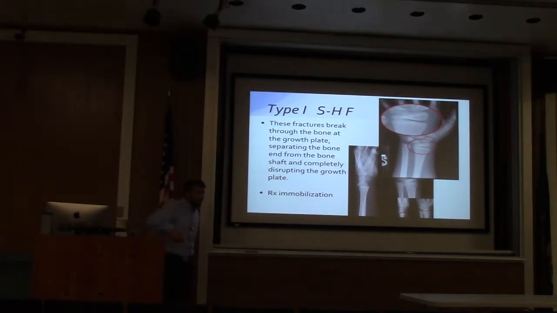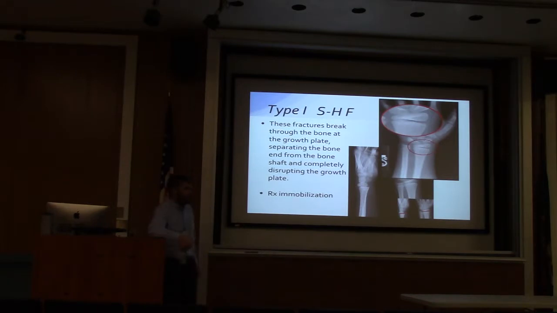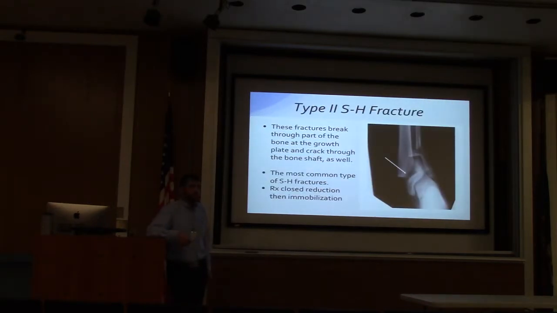So there are five types of Salter-Harris fractures. Type one is just injury to the growth plate. Usually it results in widening of the growth plate, and it can be either non-displaced or displaced. If it's displaced, the treatment is closed reduction and then apply a cast and follow up with the orthopedic. The second type is injury to the metaphysis and the growth plate. It could be displaced again or not displaced. The treatment is closed reduction and then immobilization.